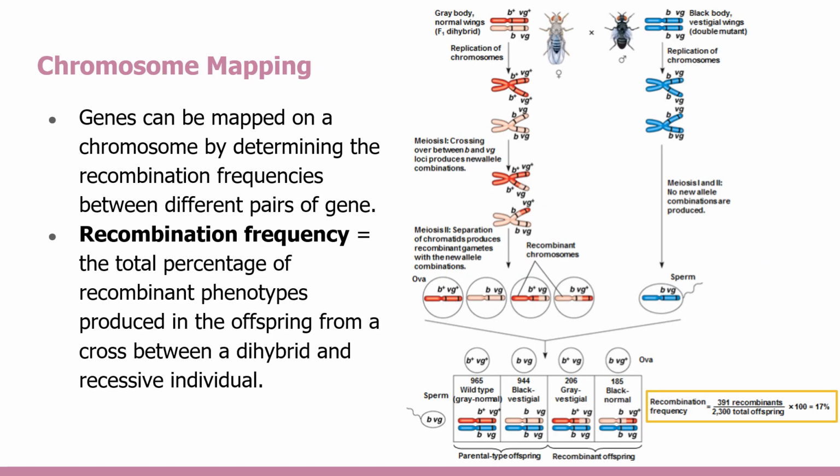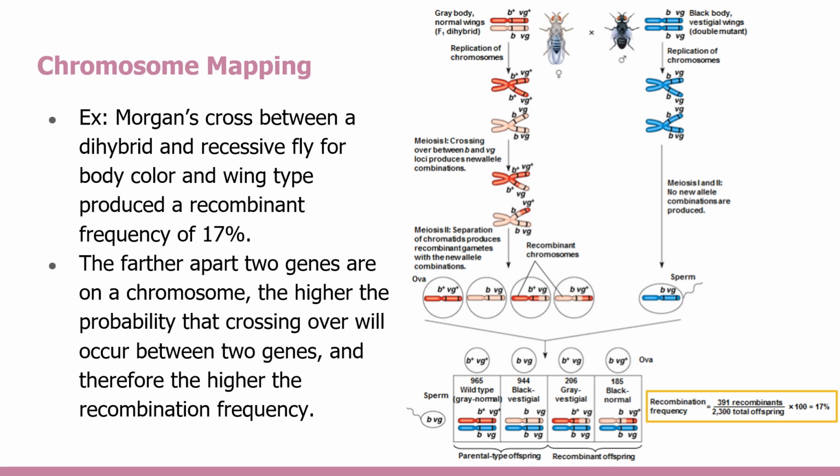Genes can be mapped on a chromosome by determining the recombination frequencies. So what does recombination frequency mean? It's the total percentage of recombinant phenotypes produced in the offspring from a cross between a dihybrid and a recessive individual. Remember, y'all, dihybrid means that it is heterozygous for both traits, and then recessive. This is a very specific type of cross. It's called a test cross.